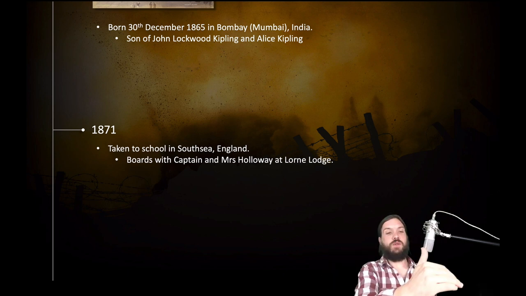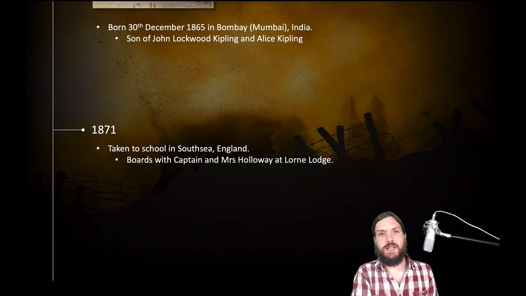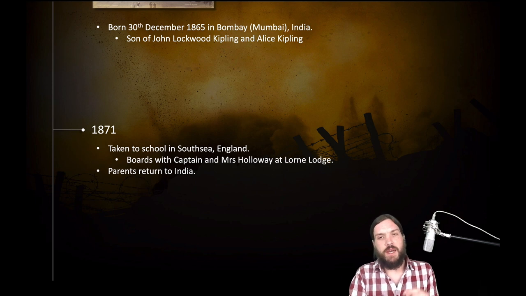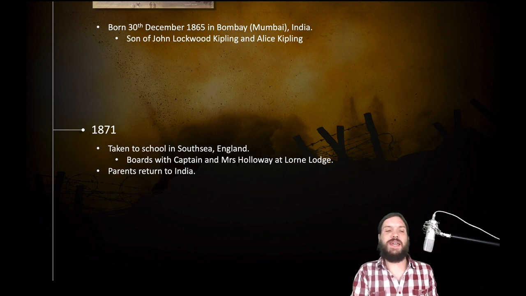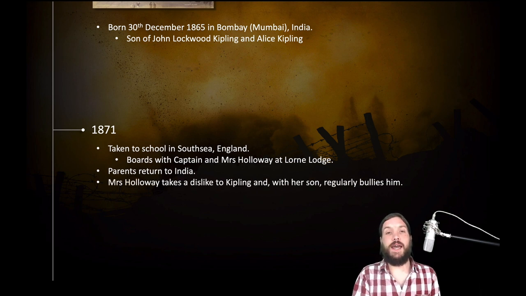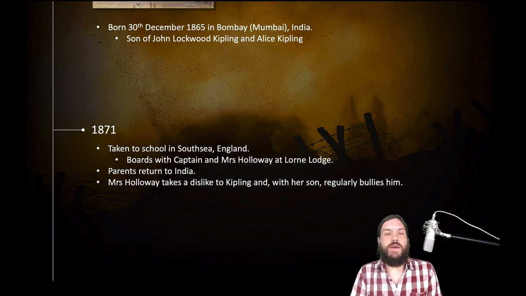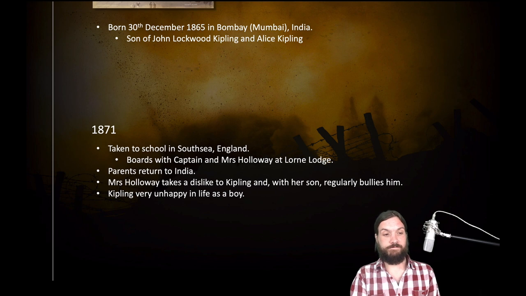He then, aged six, was taken to a school in Southsea in England, separated from his family, and he was put in the care of Captain and Mrs. Holloway. His parents returned to India, and he was kind of alone. Mrs. Holloway took an instant dislike to Kipling, and alongside her son, would bully him quite ferociously, which obviously caused him to be very, very unhappy as a young boy.